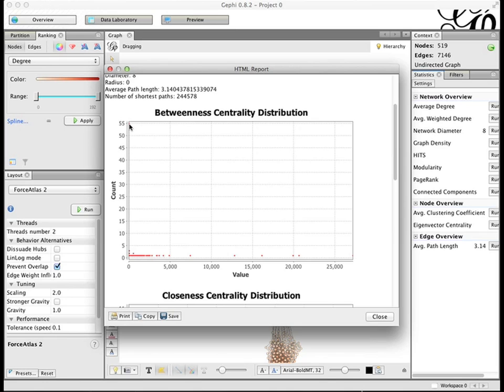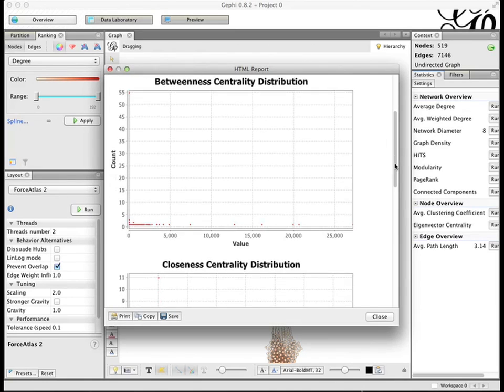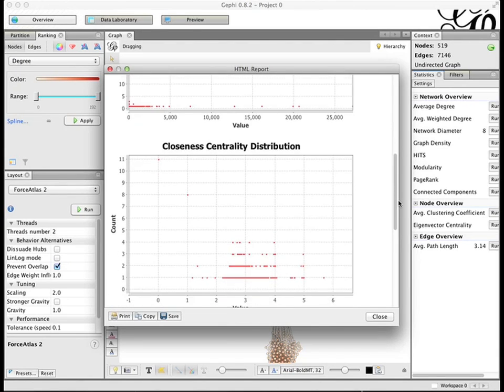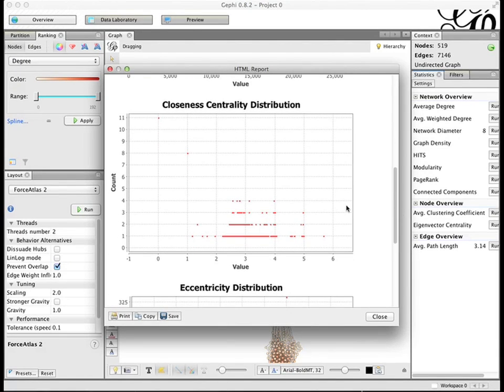There's one person up here at 55 who is remarkably central in terms of betweenness. Now, closeness is a little bit more varied. We have more people who are, you can think of this as sort of the Kevin Bacon scale, right? More people who are very close to other people in terms of number of connections. And that's not going to be unrelated to betweenness centrality.